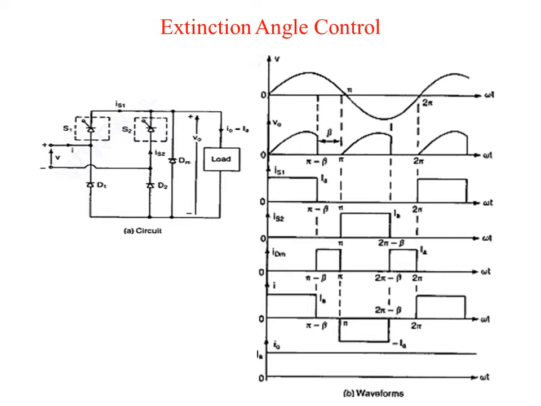In extinction angle control method, the switch S1 is turned on at omega t equal to 0 and is turned off by force commutation at omega t equal to pi minus beta, as shown in figure B. The switch S2 is turned on at pi, varying the extinction angle beta. Figure B shows the waveforms for input voltage, output voltage, input current, and current through the thyristor switches.